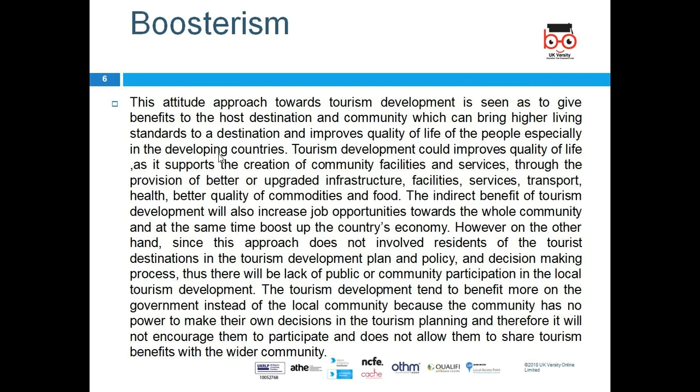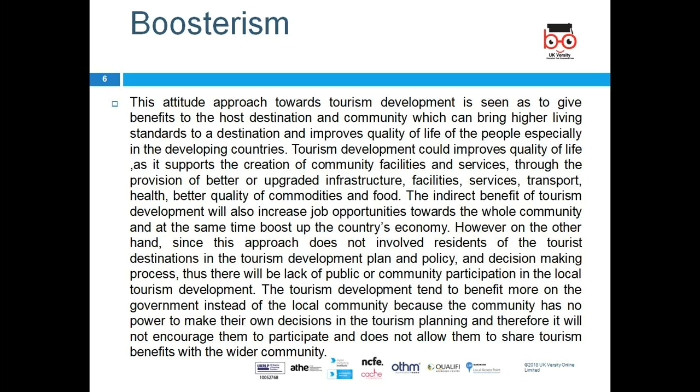So tourism is seen as giving benefit. The host destination community can get a higher standard of destination and improved quality of life, like if we look at Turkey, Cyprus, or various other destinations, due to tourism. Tourism development could improve the quality of life as it supports the creation of community facilities and services through providing better and upgraded infrastructure.